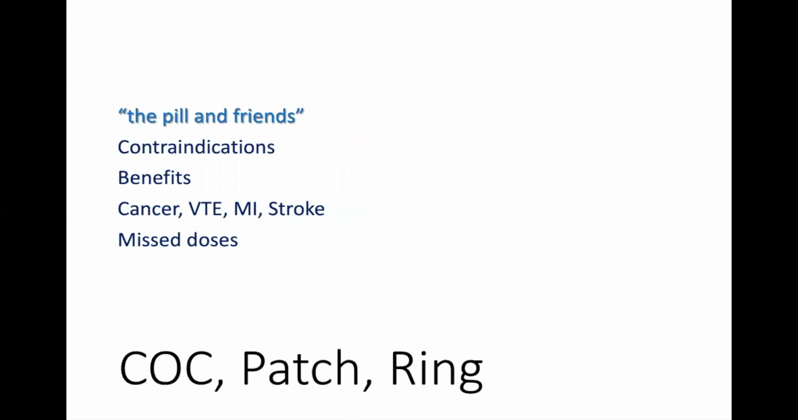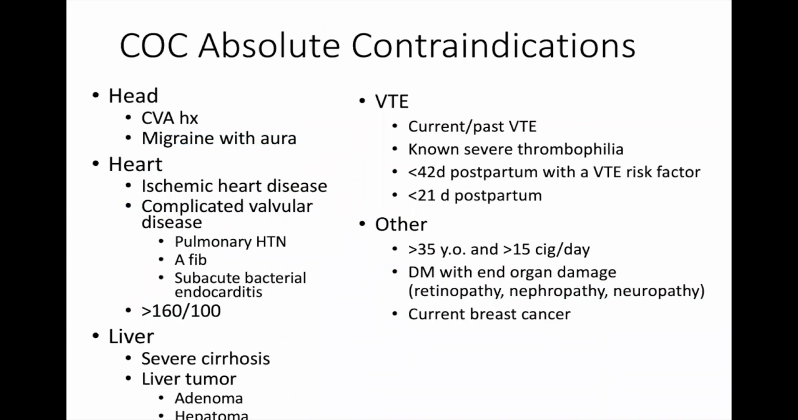So now we're going to talk about the pills and friends. So we're going to talk about the combined pills, the patch, and the ring. For the contraindications, all of you need to know the absolute contraindications and the relative contraindications. For absolute, if you take it from head to toe, from the head: CVA history, migraine with aura, ischemic heart disease, complicated valvular disease, pulmonary hypertension, atrial fibrillation. If somebody has uncontrolled hypertension, liver cirrhosis, liver tumors such as adenomas or hepatomas.